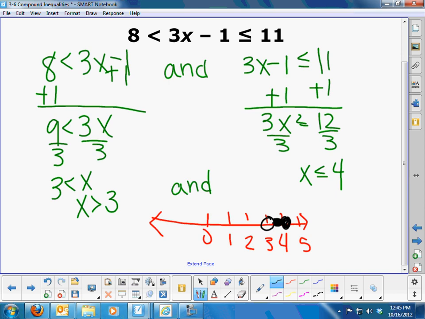So some values that would make this true would be x equal to 3 1/4, or x equals 3 1/2, or x equals 4. Those are just a couple possibilities of values that would make this true. There are lots more.